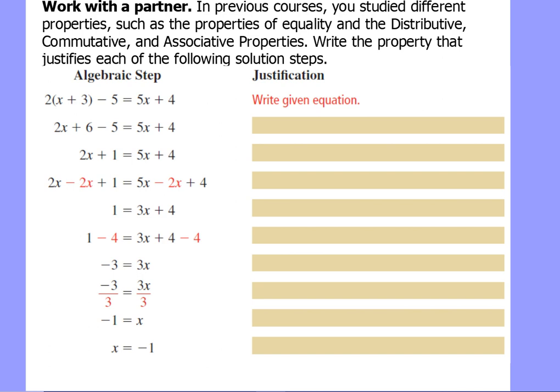So what about what's left? Let's see what happened here. From the first step down to the second step, it looks like we multiplied 2 times x and 2 times 3. Well, 2 times x and 2 times 3 with those parentheses, that is our use of the distributive property.